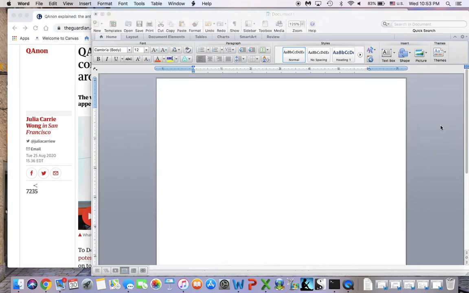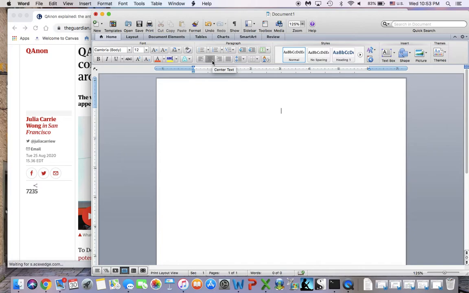Okay, so I'm going to go over here to my notes because, remember from my last screencast, I said you really have to do the note-taking part if you're going to write a college-level analysis. So let's give it a simple title just for my own sake: Rhetorical analysis of QAnon article in Guardian. Okay.